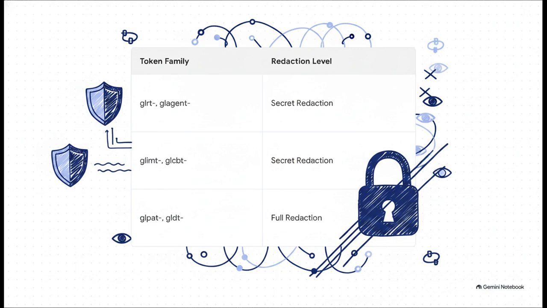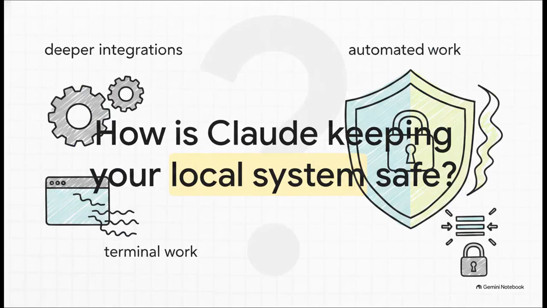Whether you are using a runner token starting with GLRT-, an agent token, or a service account token, Claude Code now applies strict secret redaction across the board. And for your most highly sensitive credentials, like personal access tokens starting with GLPAT-, and deploy tokens with GLDT-, it applies full redaction. Your enterprise credentials are treated with the utmost security right out of the box, which is just great to see. Which naturally leads us to ask this question.